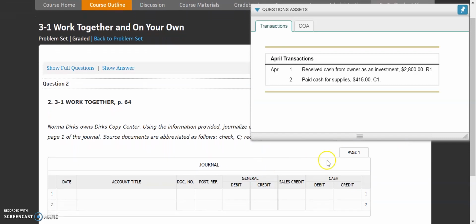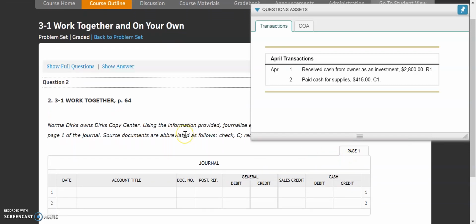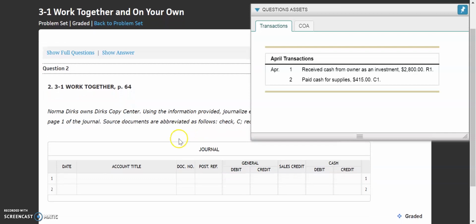So we have our journal. We're on page 1. And so on our first line, we're going to journalize our first transaction, which is April 1st, we received cash from the owner as an investment for $2,800. R1 is our source document. So we come down to our date. Remember, we use a 3 letter month. So it's going to be APR, the first.